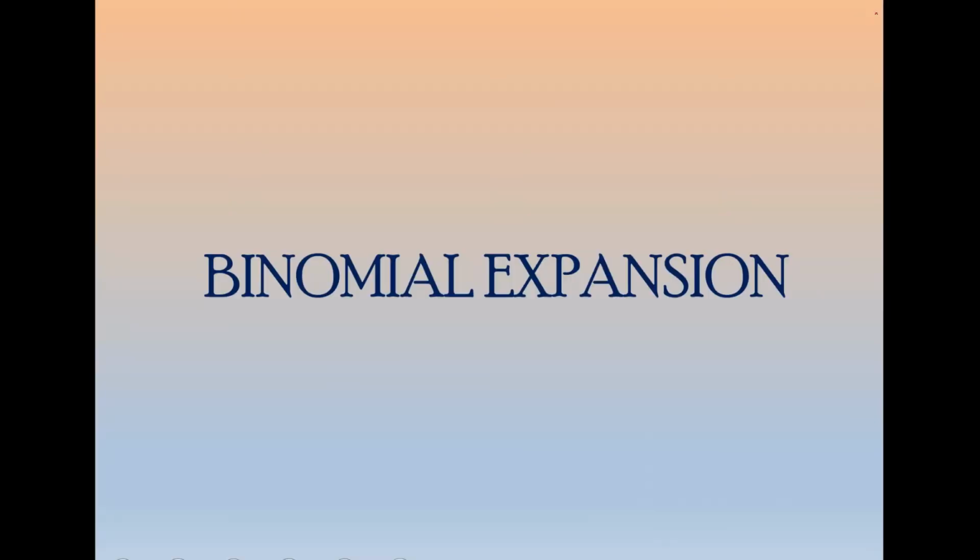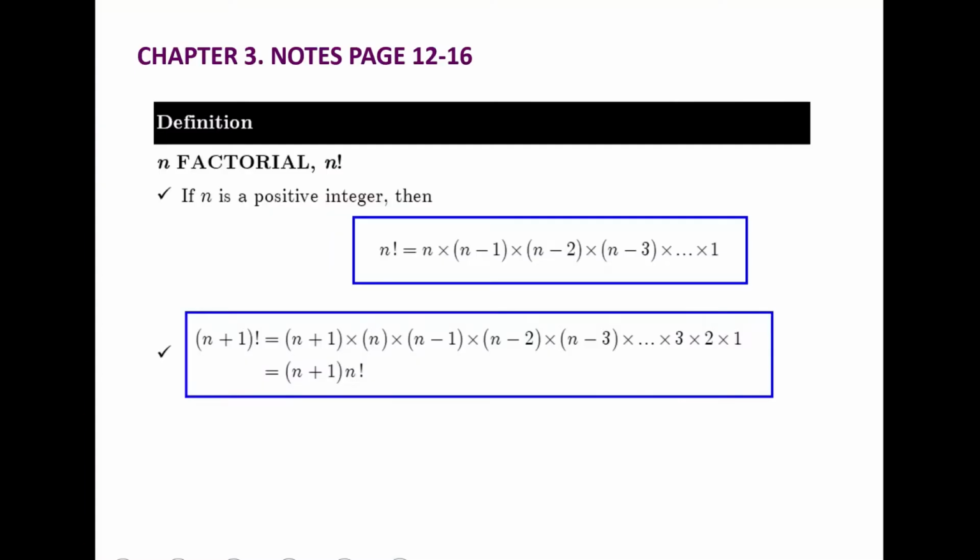Hi, we are now in the second subtopic of chapter 3, which is binomial expansion. But before that, we introduce you to n factorial. For any positive integer n, we define n factorial as n times n minus 1 times up to times 1. So it means we have to start with n according to our factorial and end with 1.